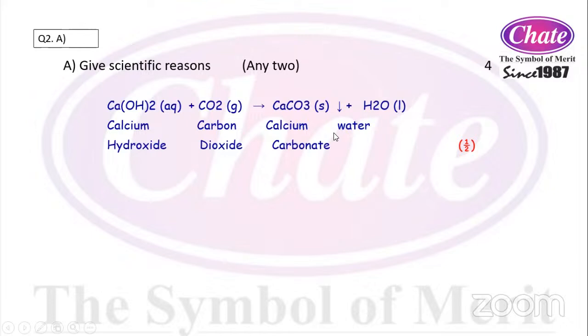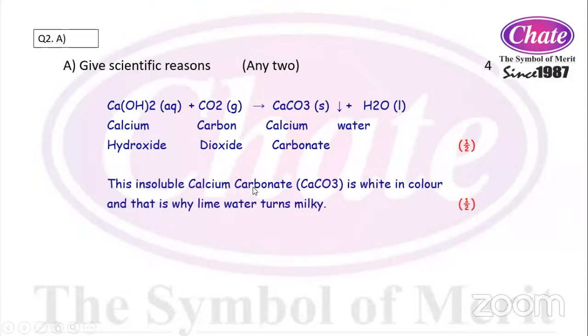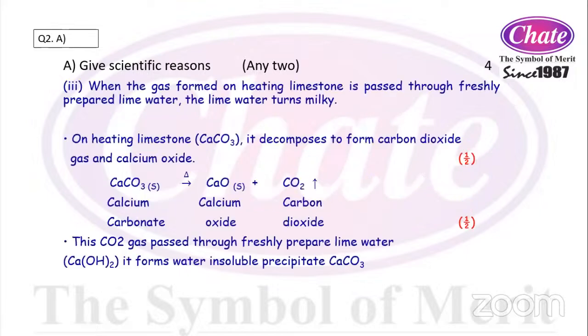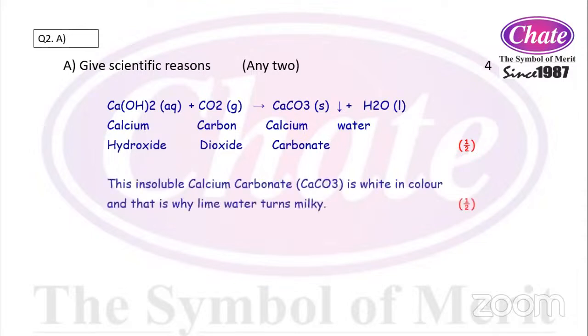The color of this calcium carbonate is white. So this insoluble calcium carbonate is white in color, and that is why lime water turns milky when you pass carbon dioxide through it. So you can see which points you are supposed to write: one describing what actually happens, one reaction, then the second reaction, and the conclusion of why it turns milky. In this way we get the two reactions and a one or two sentence description, and it will give us the complete 2 marks.